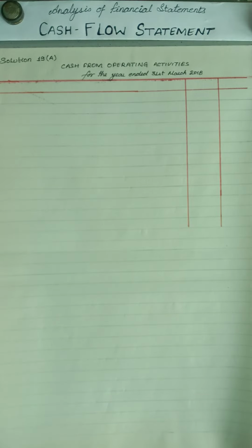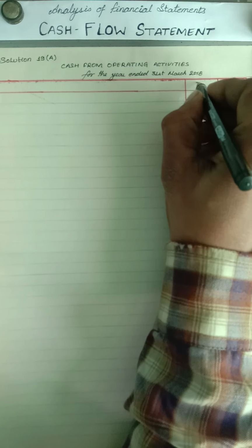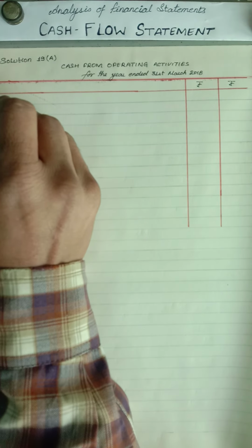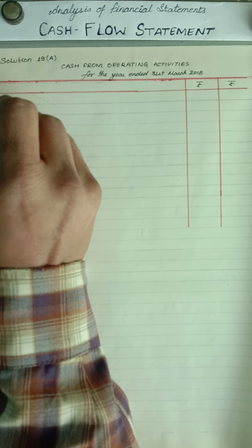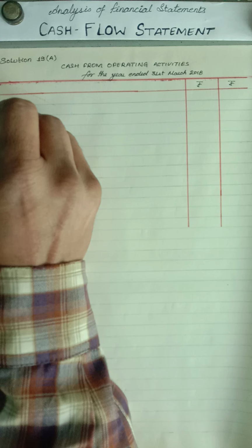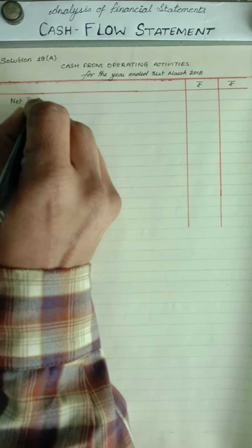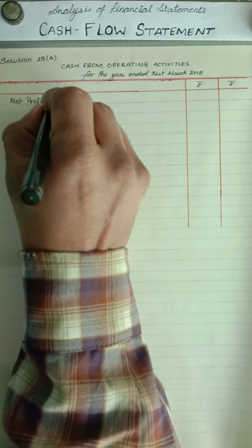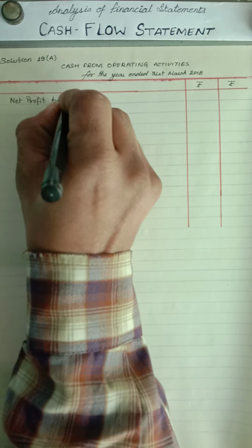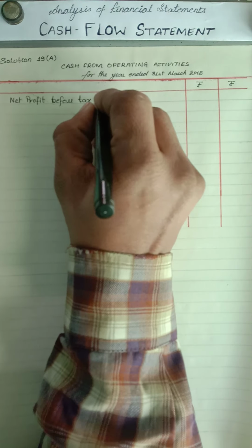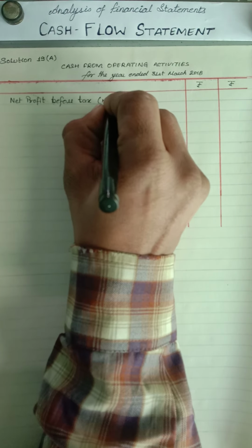Now we will see solution number 19a part. The first information you know very well: after writing the amount here, we have to write the net profit before tax. So here I am going to write net profit before tax. So you can see here we have net profit, that is before tax.